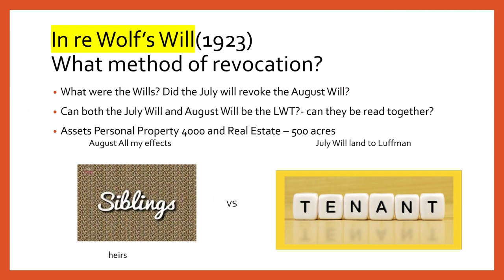In In re Wolf's will, this is an implied revocation where the argument is whether or not these two wills, the July will, which left land to Luffman, and the August will, that being the subsequent will, are so inconsistent that they cannot be read together. That is because the August will did not include an express revocation, and so the question becomes, can we carry out both the July and August wills?